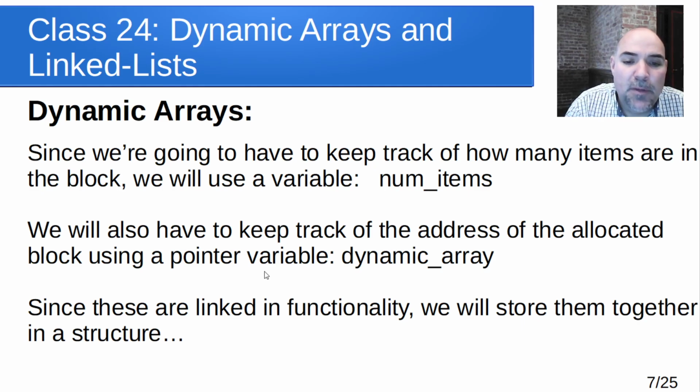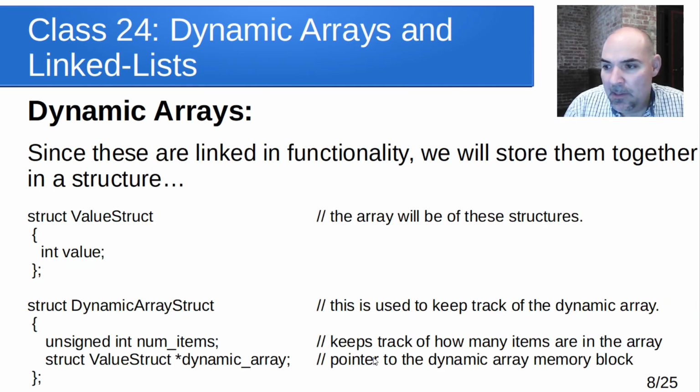It's going to have to be a pointer variable to store that address. We're going to call it dynamic_array. Since those things are linked, the number of items determines how big the space is for the block that the dynamic_array pointer points to, they're linked in their functionality. We're going to store them together in a structure. All right, so here's what my structure is going to look like down here. And this is just example code.